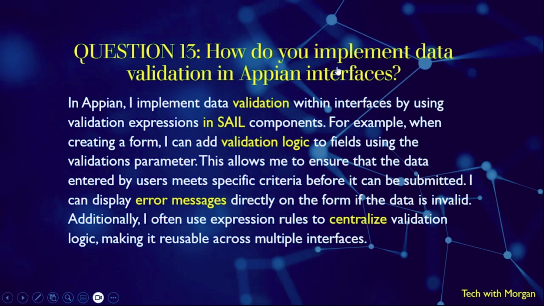Question 13. How do you implement data validation in Appian interfaces? In Appian, I implement data validation within interfaces by using validation expressions and SAIL components. For example, when creating a form, I can add validation logic to fields using the validations parameter. This allows me to ensure that the data entered by users meets specific criteria before it can be submitted. I can display error messages directly on the form if the data is invalid. Additionally, I often use expression rules to centralize validation logic, making it reusable across multiple interfaces.